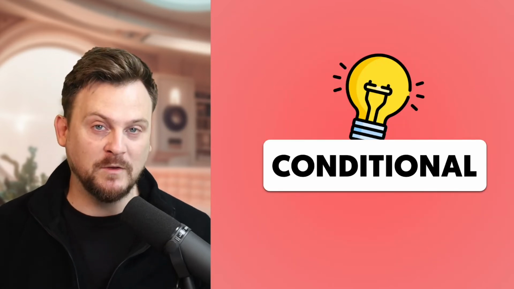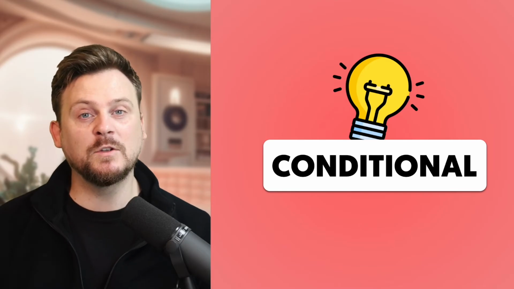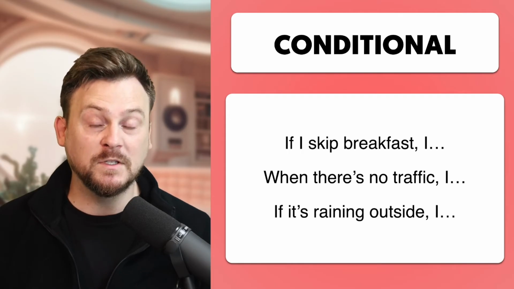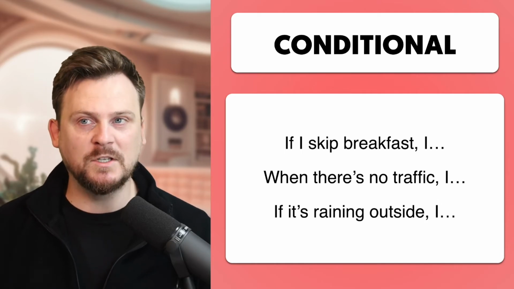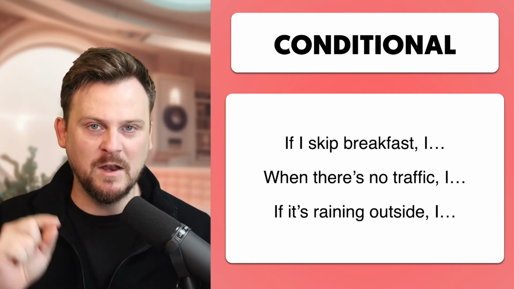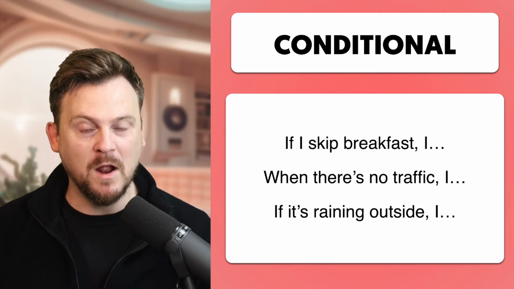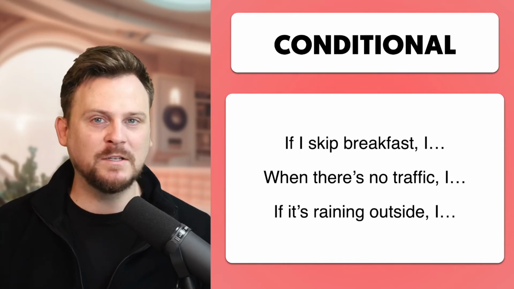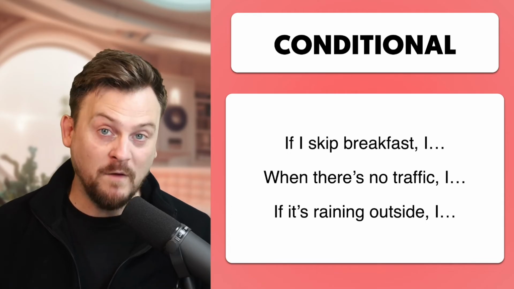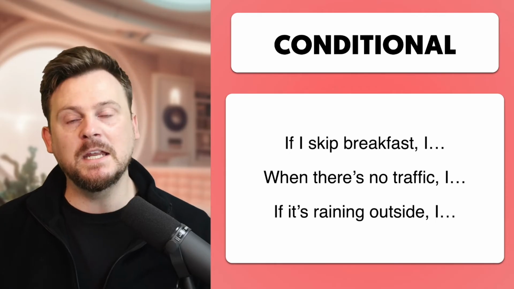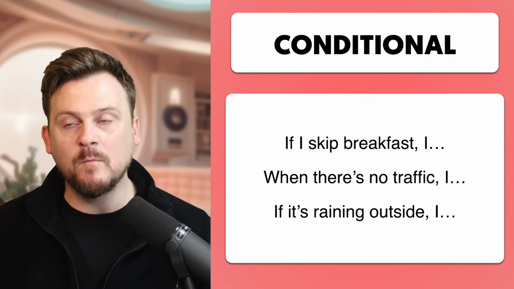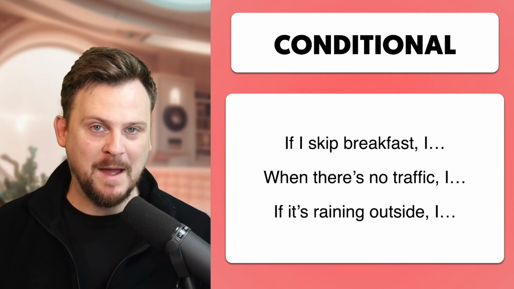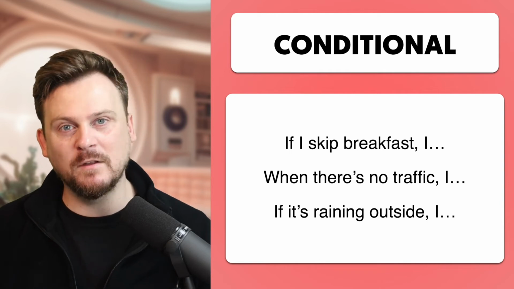Now let's talk about a conditional. A conditional is usually when we're using an if statement, or perhaps sometimes when, to state this thing happening and then another thing happening, and it may or may not happen, right? So if I skip breakfast, this is not really telling me how often I skip breakfast, but it is saying that when breakfast is skipped, and we often use when too, then another thing happens. It's connecting it to another thing.